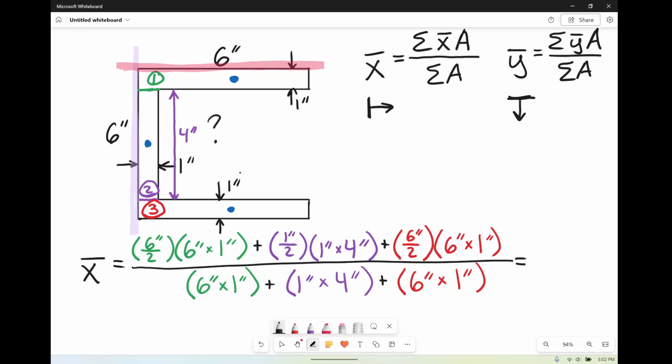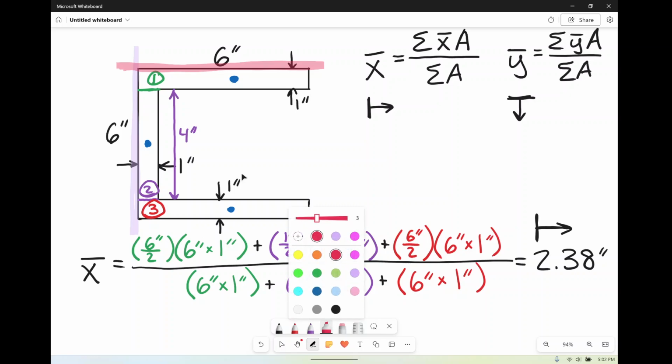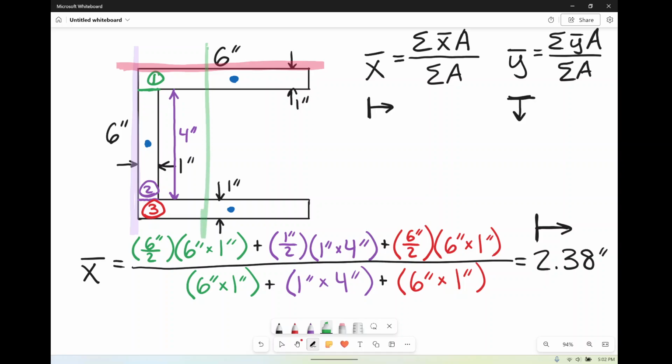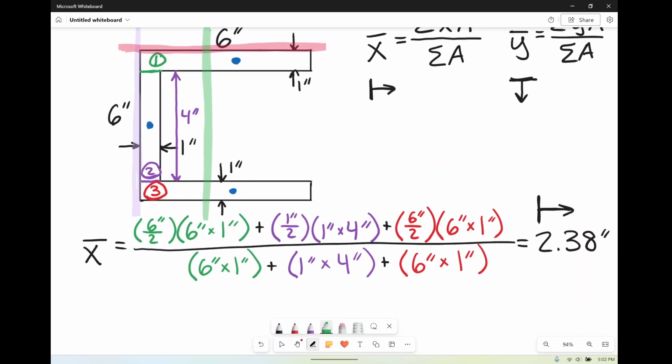When you plug it all in, we find 2.38 inches. Remember that that is from that purple wall over. Definitely note where that is. It's going to be in here somewhere, not about where the 3 is, maybe a little bit before. Let's put a highlighter mark for it. So not at 3, it's probably over here-ish, somewhere along there. And let's do the same for y bar.